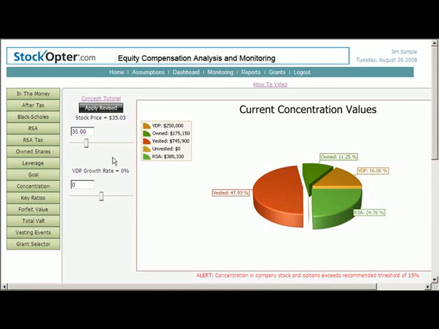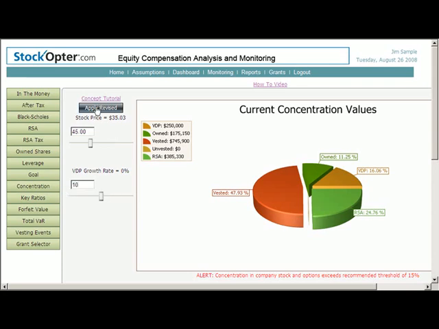As with other dashboards, you can edit the pertinent assumptions to compare the results with the current values. For example, let's see what happens to Jim's level of concentration if the stock price increases to $45 and his VDP growth rate increases to 10%.